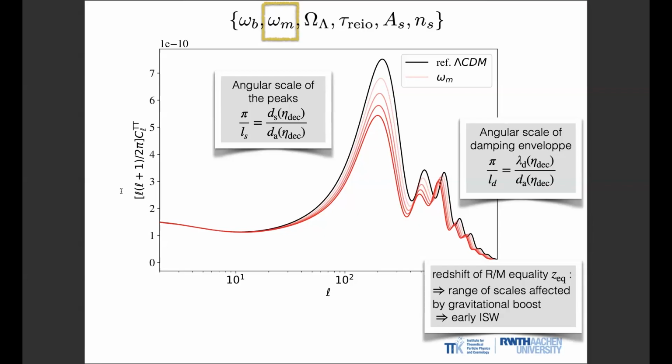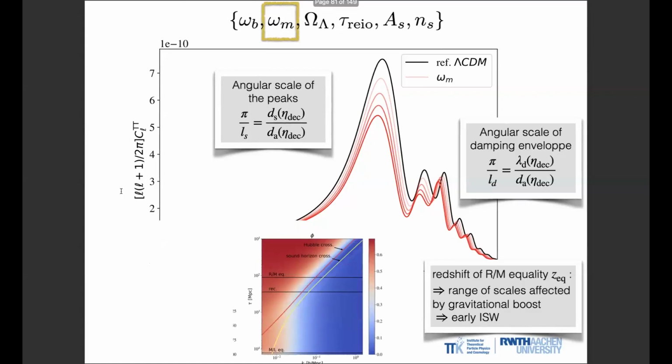If we change the redshift of equality, we change the range of scales which are affected or not by gravity boost, and we change the intensity of the early integrated Sachs-Wolfe. I forgot if I have a slide explaining it. Yes, I have everything to explain it here.